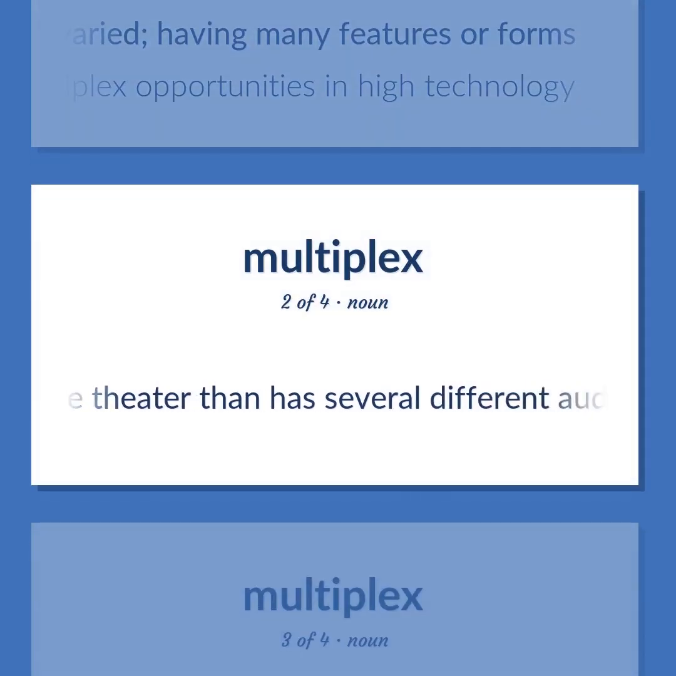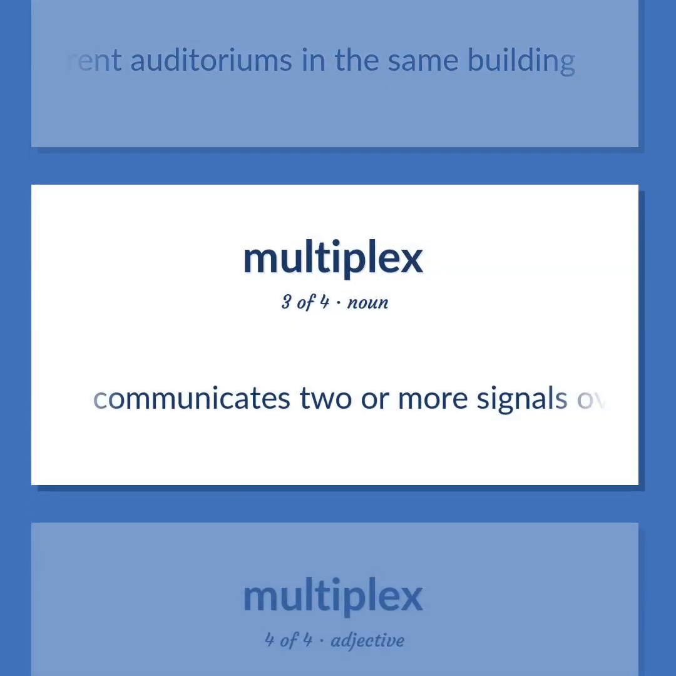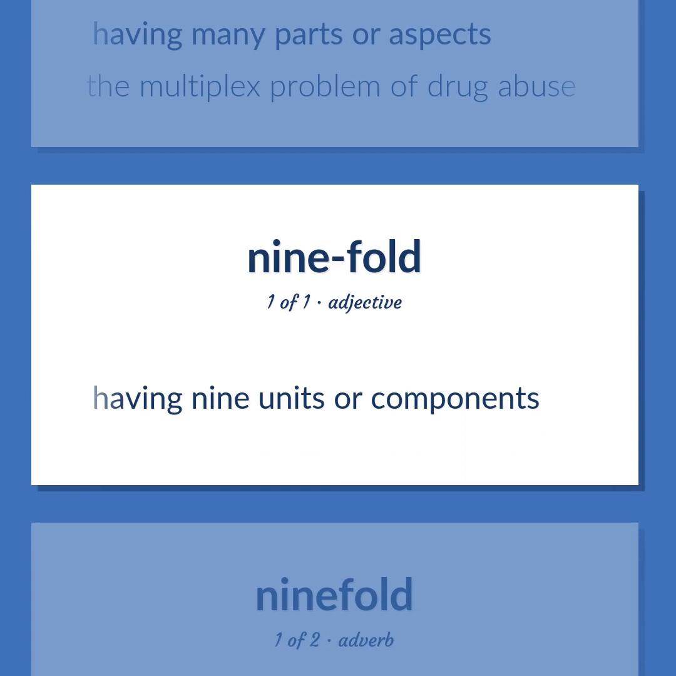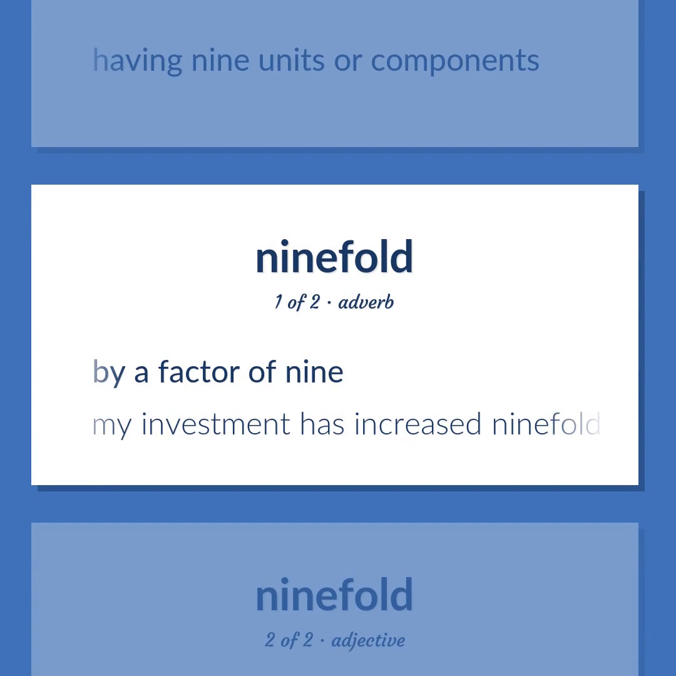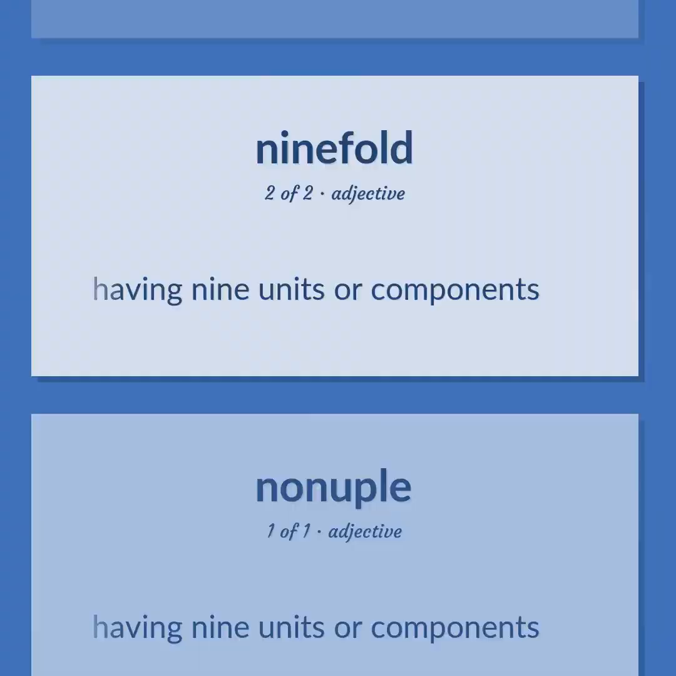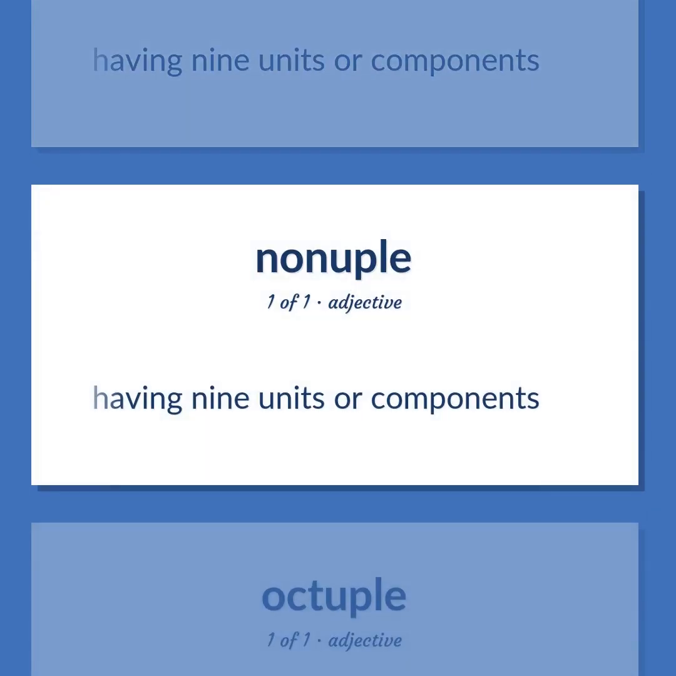A movie theater that has several different auditoriums in the same building. Communicates 2 or more signals over a common channel. Having many parts or aspects. The multiplex problem of drug abuse. Having 9 units or components. By a factor of 9. My investment has increased ninefold. Having 9 units or components.